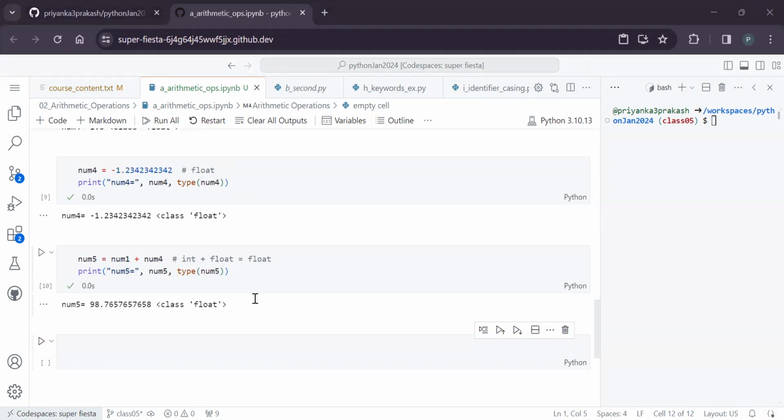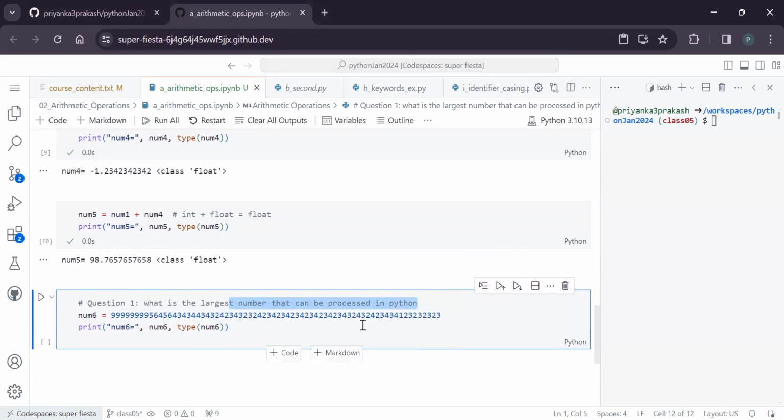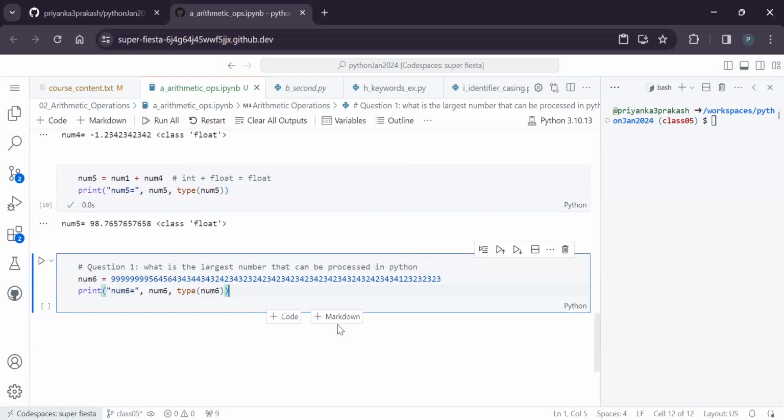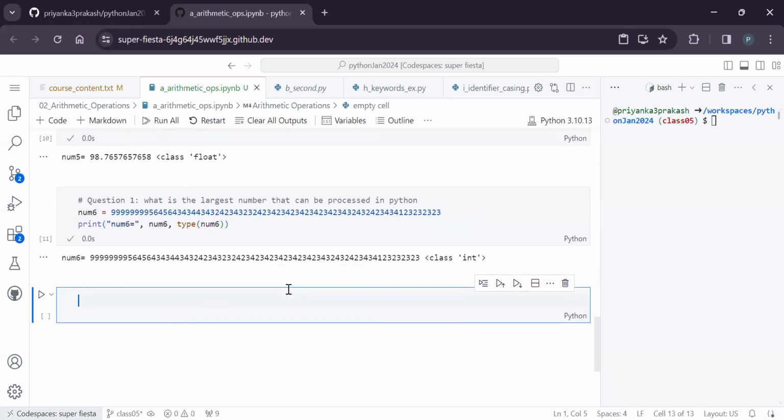Now, coming to the biggest question. This is an assignment for you: what is the largest number that can be processed by Python? You can take any Python version. What is the largest that can be processed? You come back with this answer. You try your best. I took a very big number, but I can take a further big number also. It can process. But generally, every language should have a limit, right?